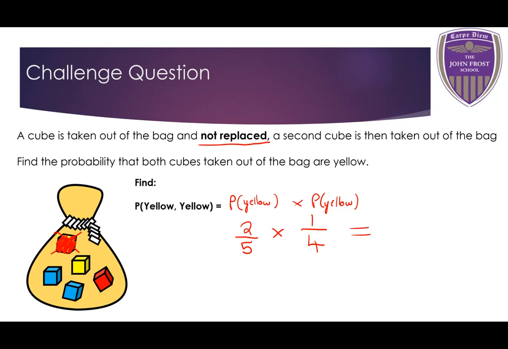Finally, multiply the numbers. 2 times 1 is 2. 5 times 4 is 20. Simplify the fraction. You could divide them both by 2. So we've got 1/10. And that there is a 1 in 10 chance of picking out two yellow cubes in a row.